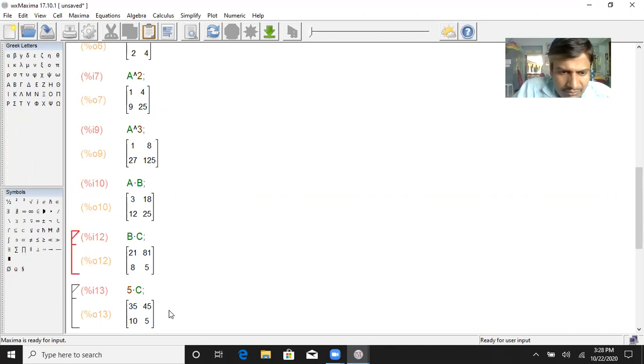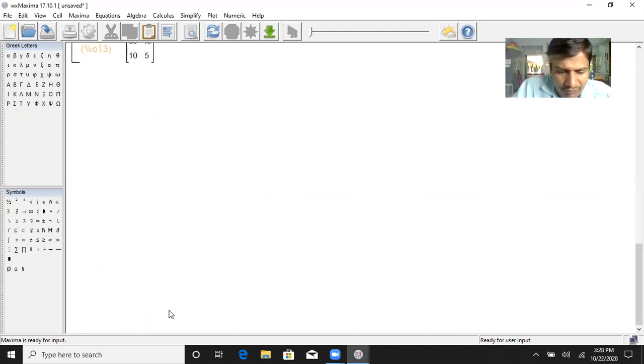Next, that is 5C plus AC. Last one, that is 5 star of C, 5C plus that is AC. AC means A star of C. That is semicolon, then shift enter. That is 5C plus AC. Okay. See here.